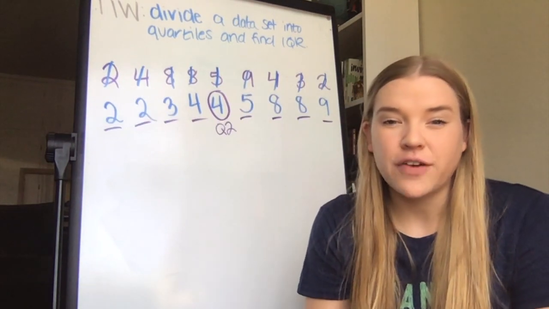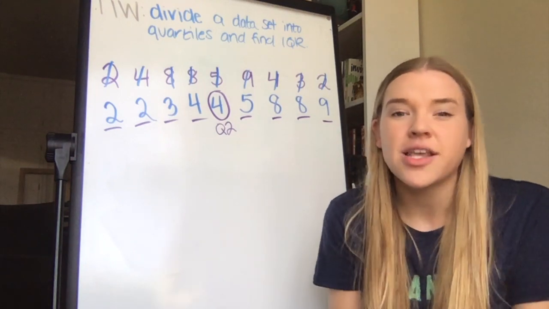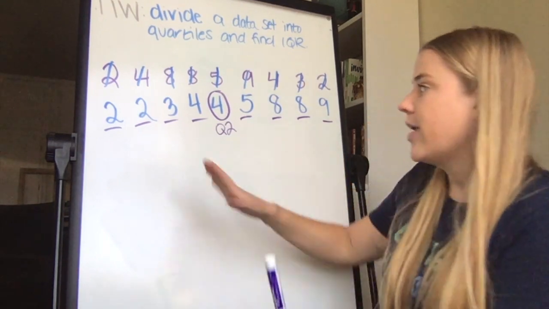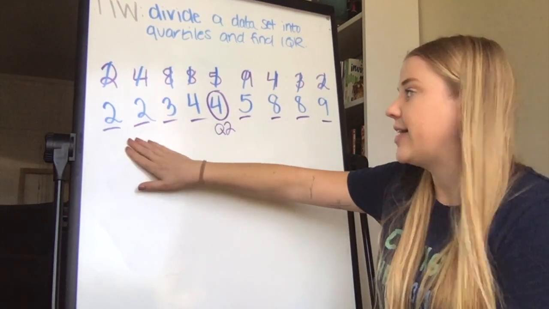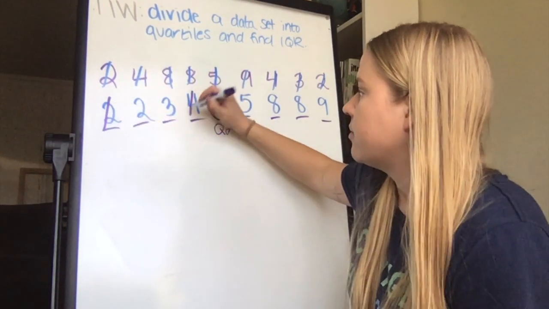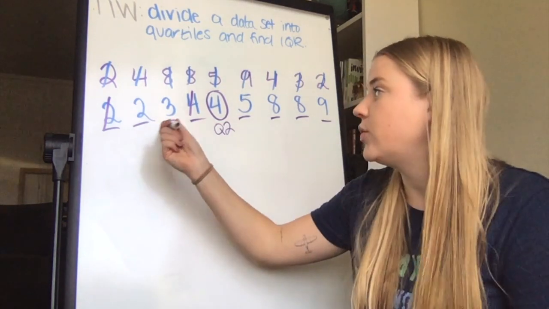All right, I still have to find my first and my third quartiles. And in order to find my first and my third quartiles, all I have to do is find the median of each side. So in order to find my first quartile, I find the median of my left-hand side. I'm going to cross off 1 from the bottom, 1 from the top. And in this example, I'm left with 2 numbers. So I'm left with 2 and 3.